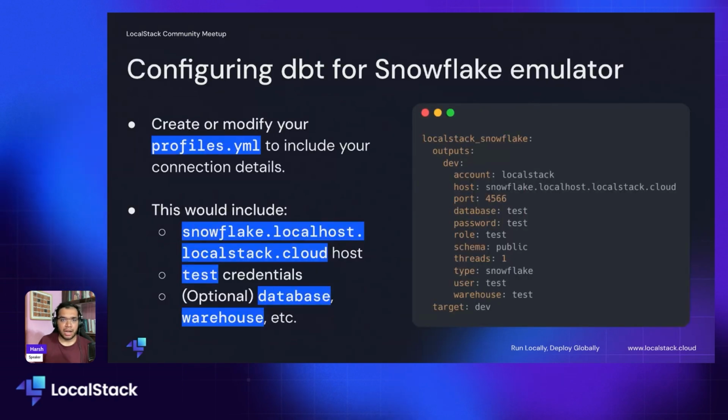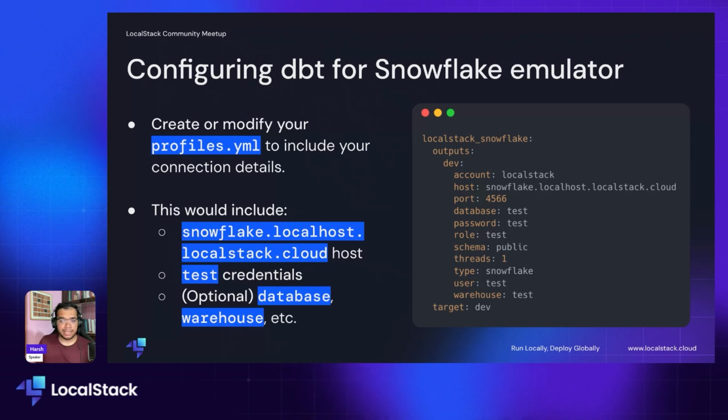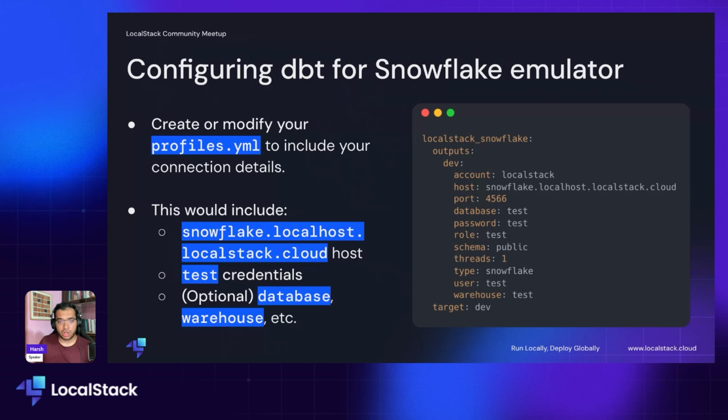So you might be wondering how complex it would be to set up dbt with LocalStack for Snowflake. And it turns out that it's pretty straightforward. All that you need to do is create or modify your profiles.yaml file that you might have initiated for your dbt project and include all the connection details for the LocalStack emulator. So the key thing that you will need is setting up the LocalStack host, which in this case is going to be snowflake.localhost.localstack.cloud. This is entirely running on your machine because we ship a DNS server alongside our Docker image.